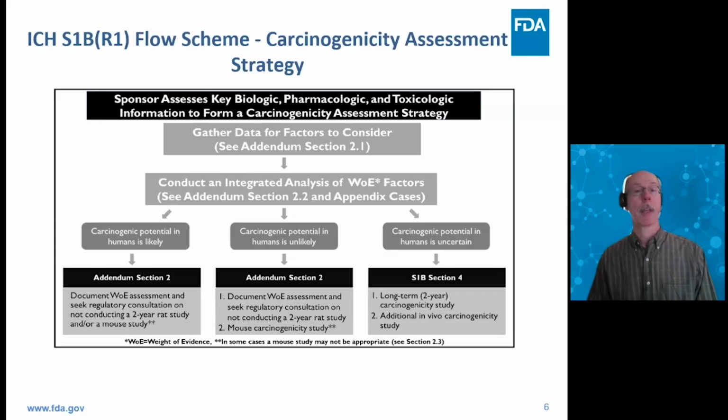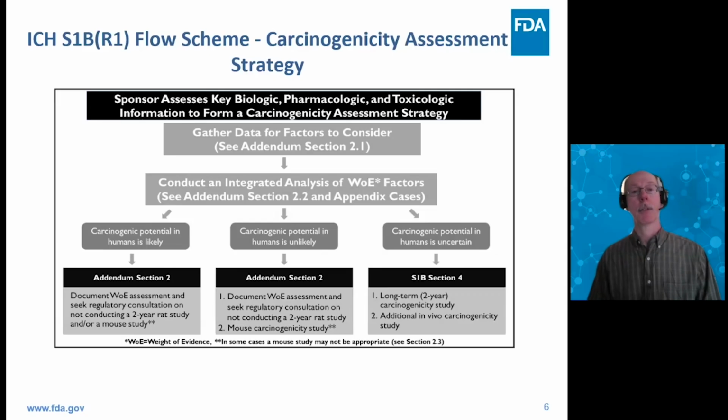So on the left is an outcome where the carcinogenicity potential in humans is considered to be likely. So in that case, you wouldn't likely need to do another carcinogenicity study to confirm that, and that would be potentially accepted as an argument that a 2-year rat study or even a mouse study might not be needed. In the middle is the outcome where the carcinogenic potential is considered to be unlikely in humans, such that a 2-year rat study wouldn't add value.